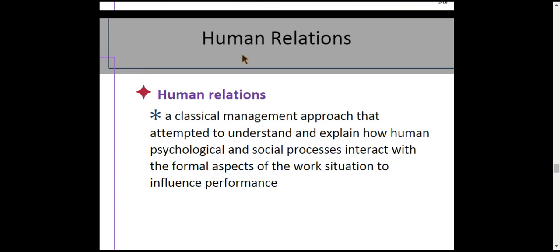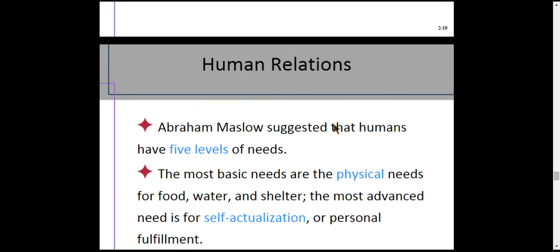The concept of human relations, a classical management approach that attempted to understand how human psychological and social processes interact. Today, we understand that an employee is more than just the business of them being an employee. You have to understand the social side that goes along with that as well. And that's why we have these human relations, sometimes called HR departments, to manage the people, right? Because a lot of times you'll hear that the people are the most valuable part of the workforce.